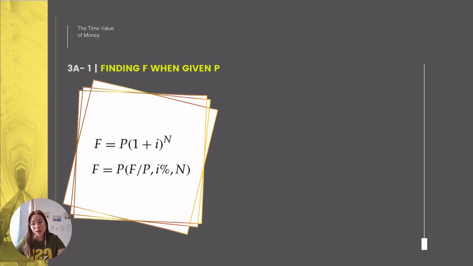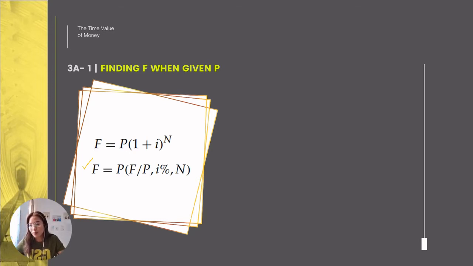What is written here in our PowerPoint is just the important formula that we need to remember or familiarize with. That would be P times (1 plus I) raised to N, and the other is a format so that we can read it as a relationship.